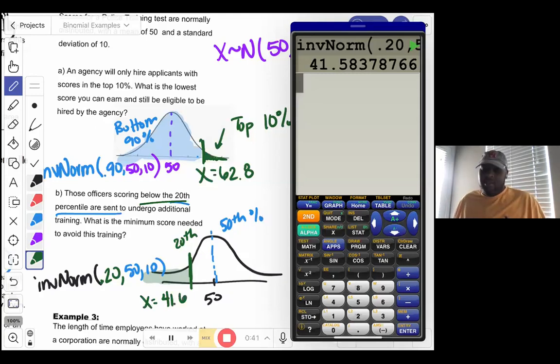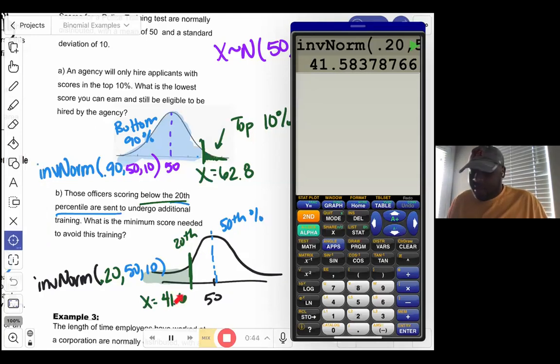Does that answer make sense? Yes. Why does it make sense? Because it's on the left-hand side of the curve. So it should be less than 50, and 41.6 is less than 50.